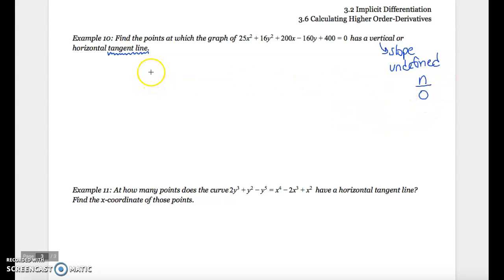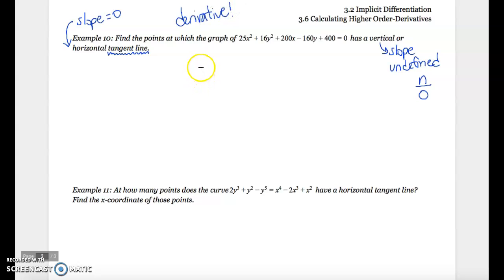And so then we're going to be looking for where the slope of our tangent line has a 0 in the denominator, essentially. Horizontal tangent lines, on the other hand, would have a slope that's equal to 0. So that means that you would set your slope of your tangent line equal to 0 to find the points where that happens. Now, what is the slope of our tangent line? Well, the slope of our tangent line would be the derivative.